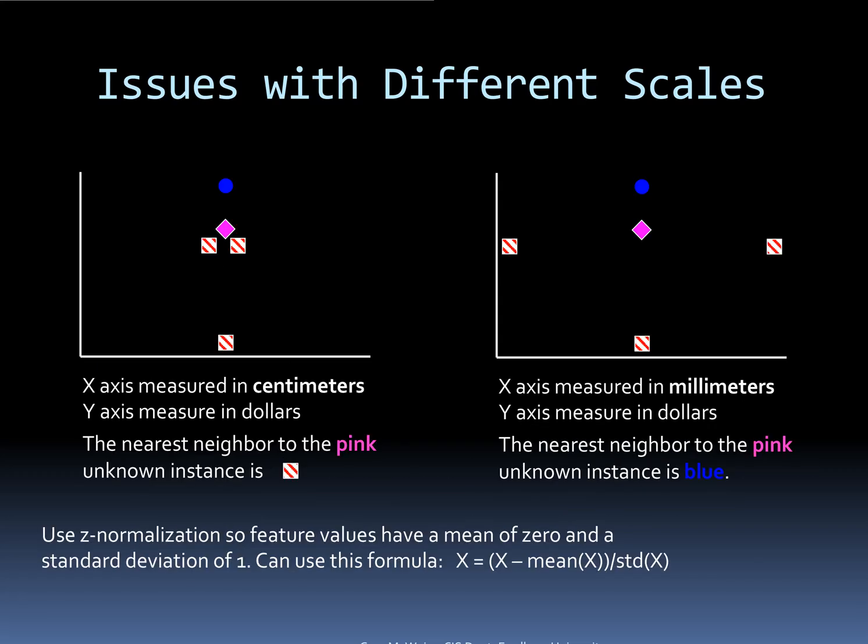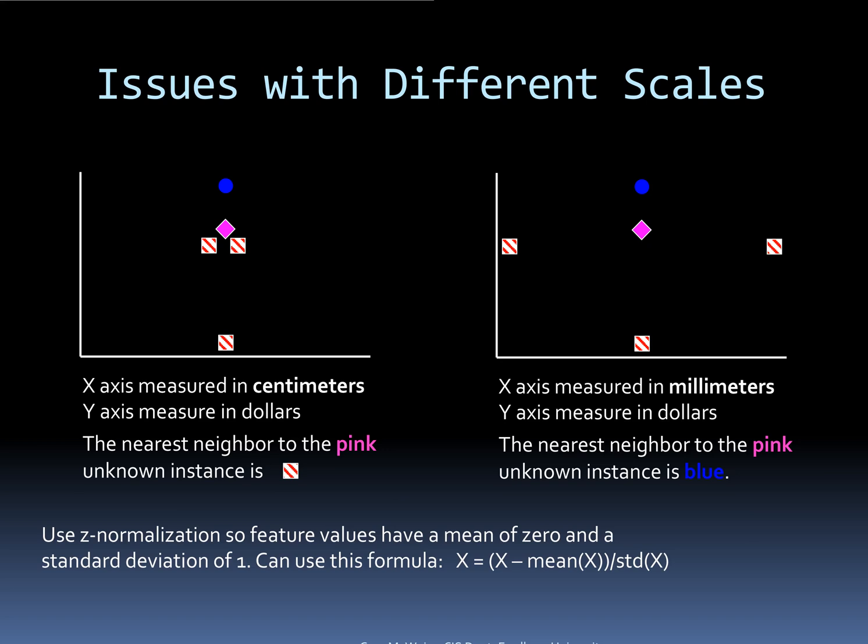Here, we see the impact of different scales on nearest neighbor classification. In the left plot, the x-axis is measured in centimeters, while the y-axis is in dollars. The nearest neighbor to the pink instance appears to be a specific class. In the right plot, changing the x-axis to millimeters affects the nearest neighbor, which is now blue. This demonstrates how scale differences can alter proximity calculations.